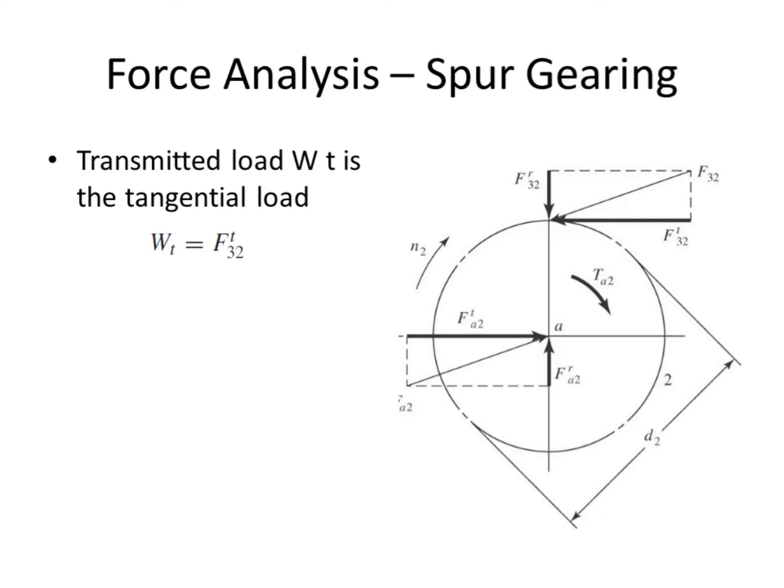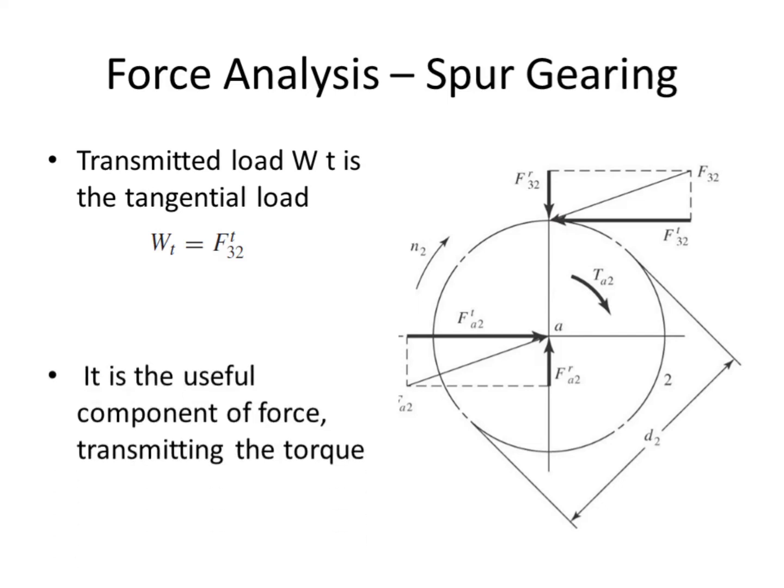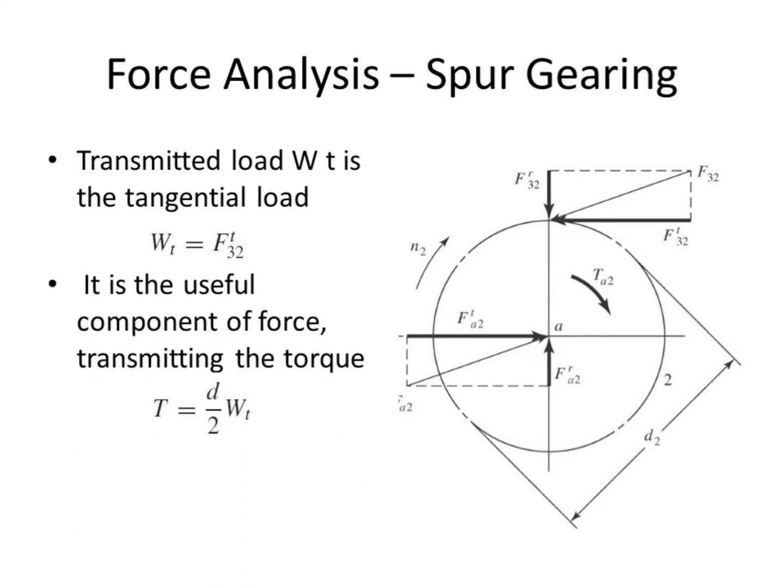Since WT is exerted on the gear tangentially, it would produce torque in the gear. That torque would be equal to force times the distance between the center of the gear and the contact point of the gears, or the point at which WT is exerted. So WT into d by 2 is equal to the torque.